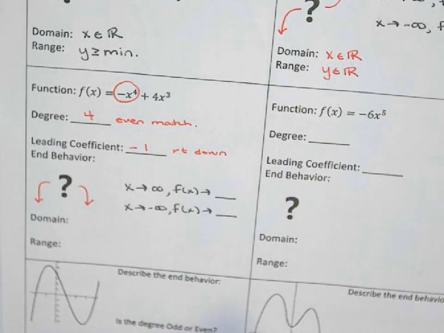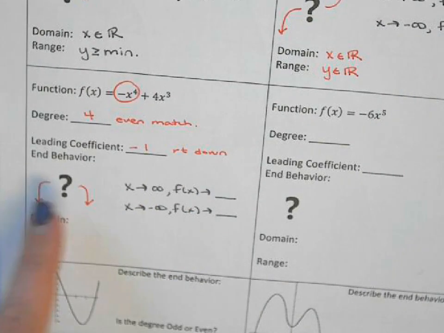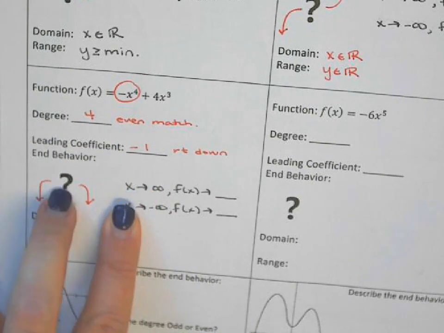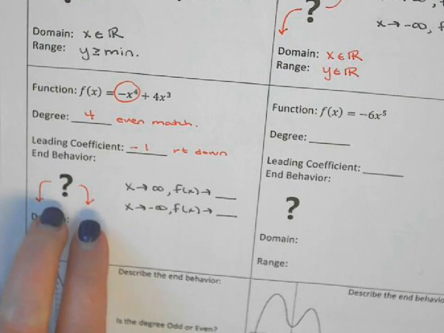All right, let's see what we got. This is what I got. And I made little notes here, too. You don't have to make the notes, but sometimes people like to do that. It helps them out. So my degree was 4. My leading coefficient was -1. And both sides are going down. Raise your hand if you were able to come up with that sketch.